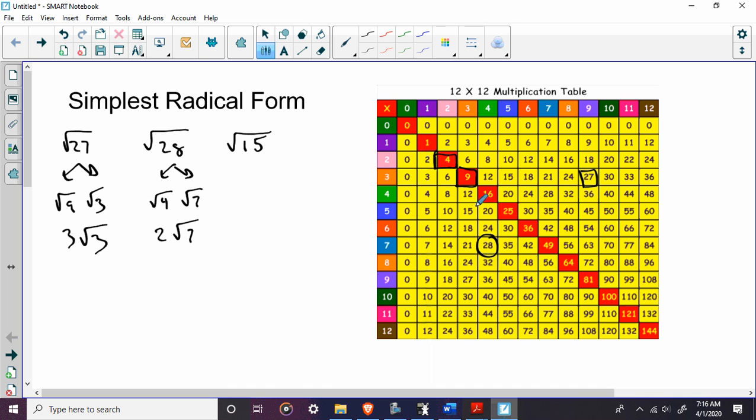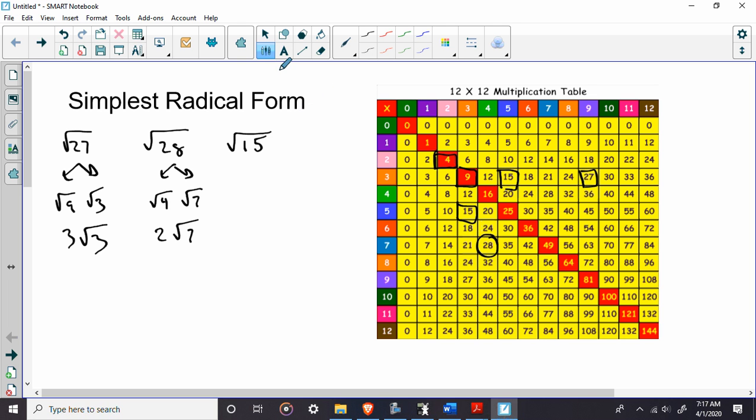Okay? All right, 15. Now I'm looking for a 15. I got a 15 right here. There's a 15 right there. 15 is 5 times 3. Now, no 5s and no 3s. Do we have any other 15s? Well, there's one over here. But that's just 3 times 5. Any other 15s? No, that's it. So, in fact, there is no simpler way to write radical 15.